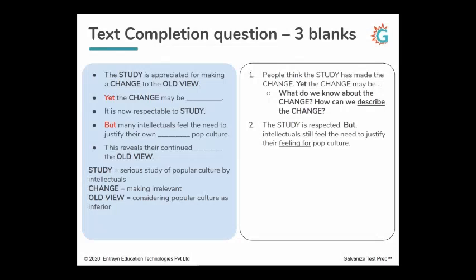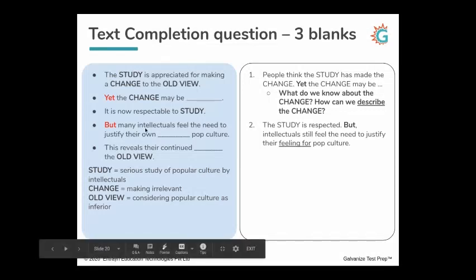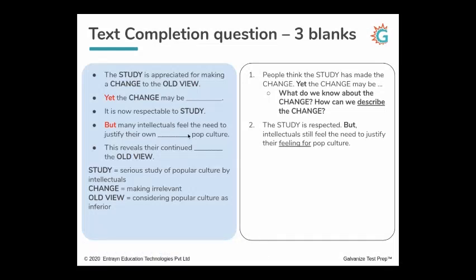Now here we need a phrase. No naming word, no action word, no describing word will fit here, so we need a phrase. The study is respected, but intellectuals still feel the need to justify their blank popular culture. So it is something like they justify their feeling for. So we need to ask a question like, what is the feeling the intellectuals have towards popular culture?